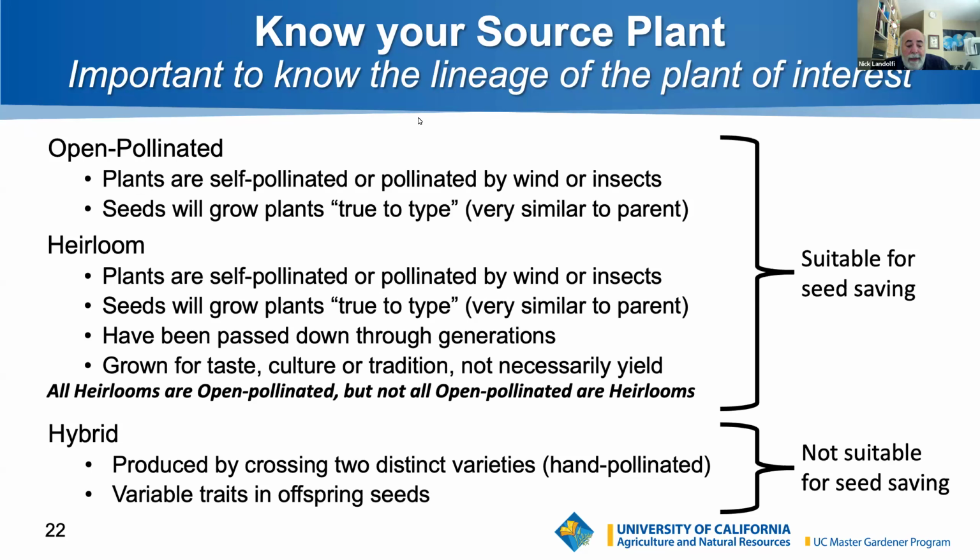Examples of popular heirloom tomatoes, which are also open pollinated, include Cherokee Purple, Brandywine, and San Marzano. Kentucky Wonder is a popular heirloom bean variety.